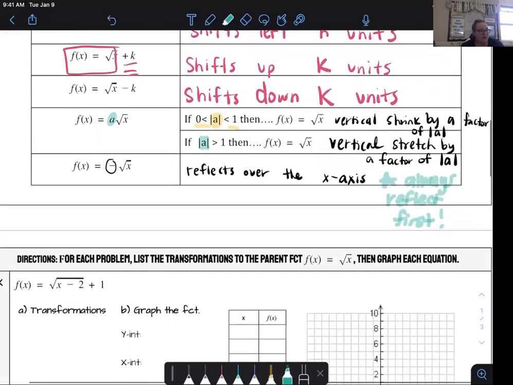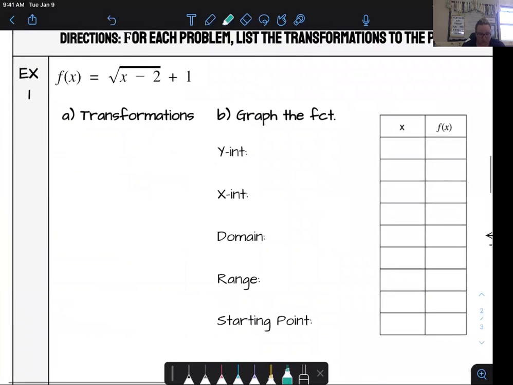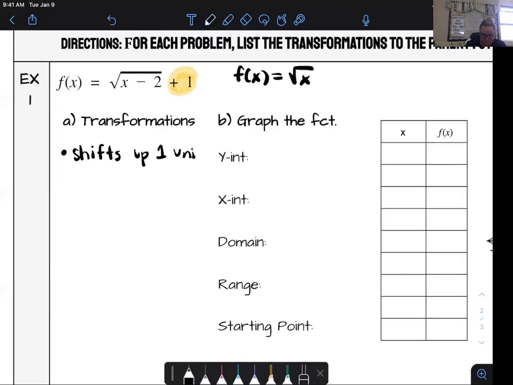All right, let's talk about some transformations of the parent function. So in example 1 here, we have f of x is equal to the square root of x minus 2 plus 1. The first thing we're going to do is describe our transformations. How does adding 1 to the entire function, outside of that radical, transform the parent function f of x equals the square root of x? That transformation is we shift up 1 unit.